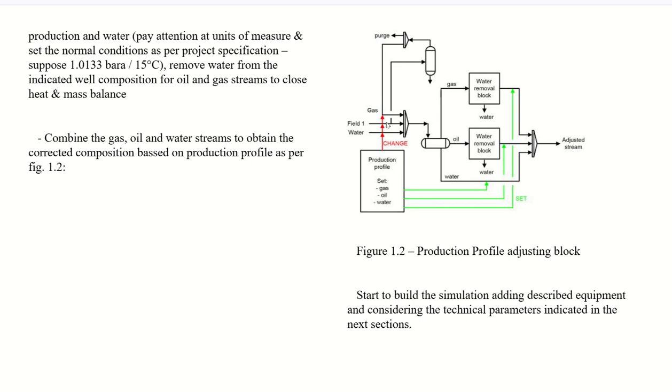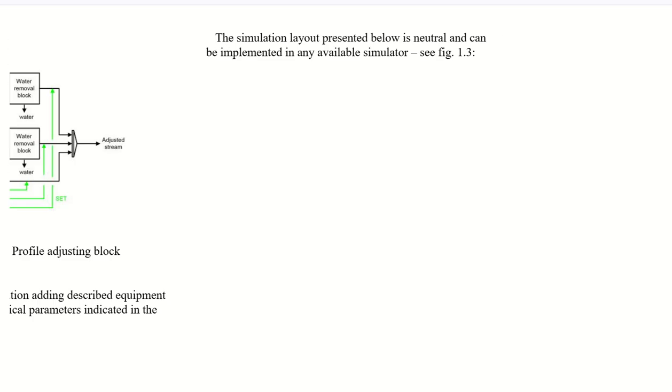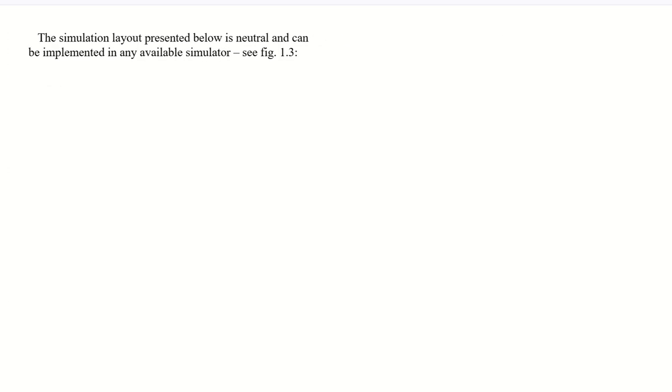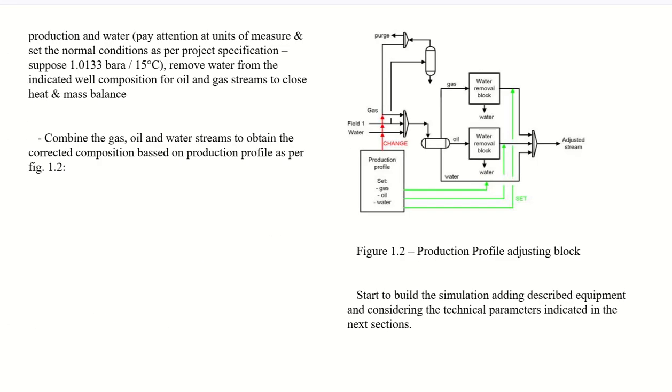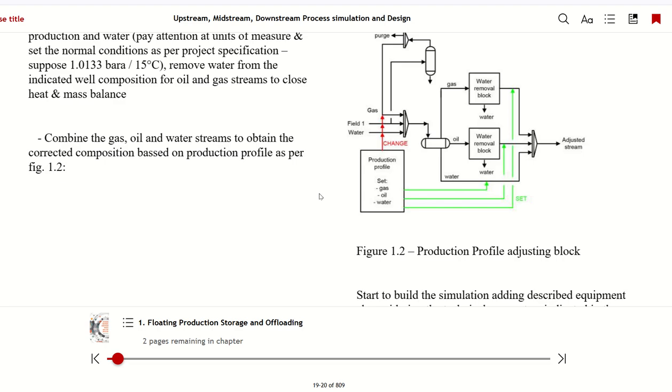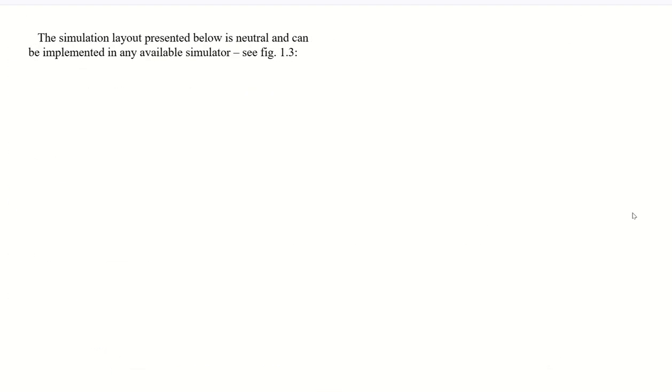So see, the production profile is changing, an adjuster is applied, and accordingly the ratio is filled. Okay, so I hope this diagram is clear about how to get the exact feed.